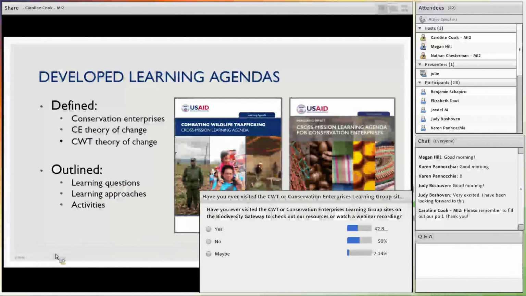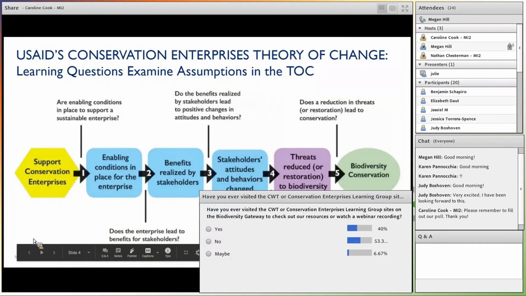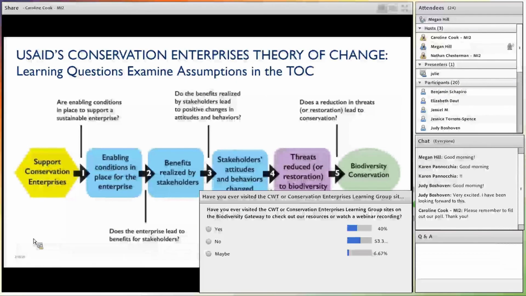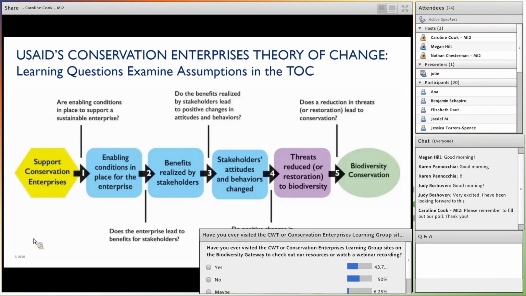So learning agendas help you articulate your theory of change, which we've done for both conservation enterprises and then for multiple strategic approaches for combating wildlife trafficking. It really helped us focus in and identify the learning questions and then how we were going to answer those questions through our activities. So if we look at the next slide, please, you'll see some of the questions that we're going to focus on today. This is the conservation enterprise theory of change and our key learning questions. I think the question we're going to really zero in on today is about benefits. So that number 2 in the middle, do the enterprises lead to benefits for stakeholders?